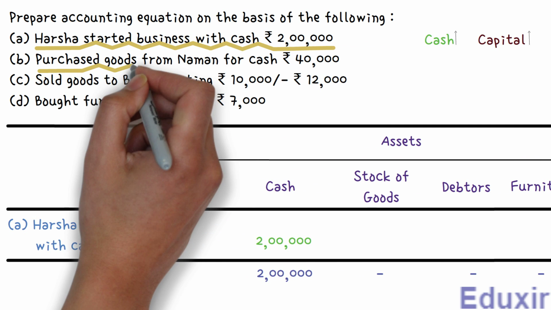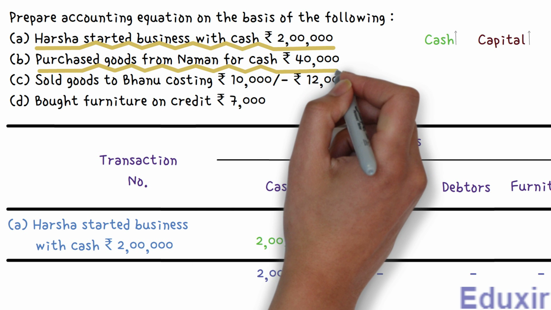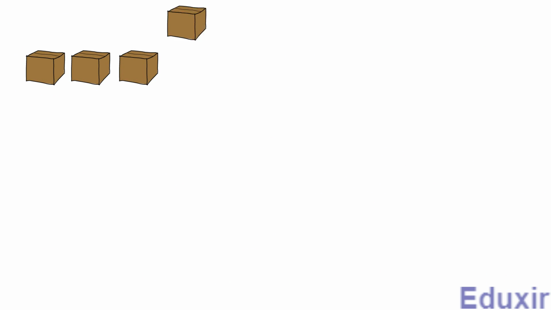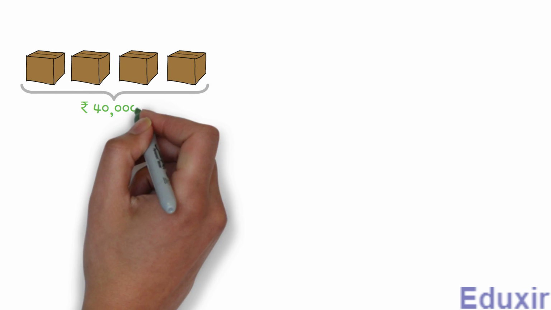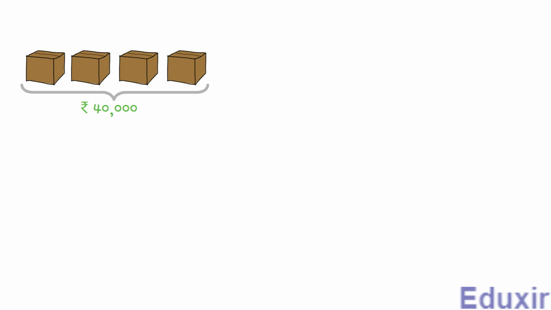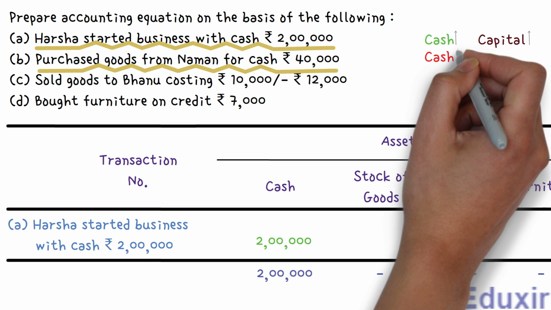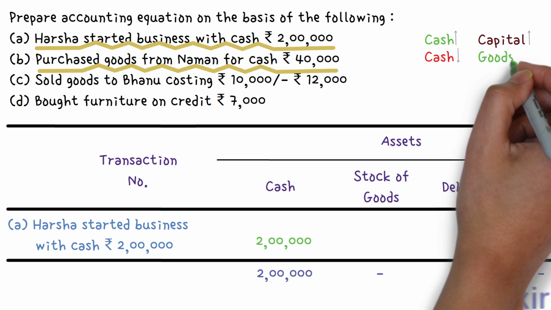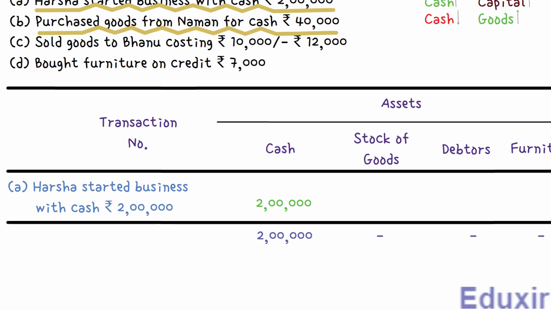In this transaction, it is given that the business has purchased goods from the vendor Naman for a cash of 40,000 rupees. So in this transaction, there is purchase of some goods. The total cost of these goods is 40,000 rupees. So to purchase these goods, business made the payment in cash. So the cash available with the business will be decreasing. At the same time, as the goods are purchased using this cash, the goods available with the business will be increasing. So let's record these details into the accounting equation table.